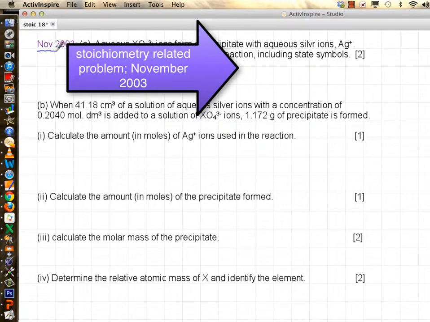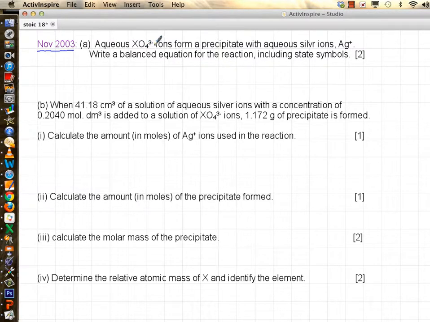Looking at a question from November of 2003. You have aqueous XO4 3- ions that form a precipitate when added to Ag+ ions. Write a balanced equation. So you have Ag+ aqueous plus XO4 3- aqueous.